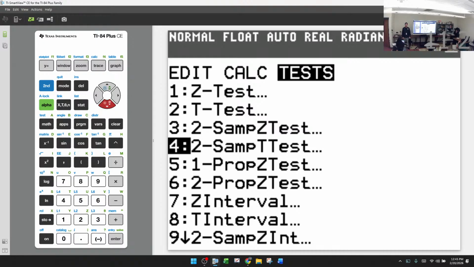And there's 2 Sample T. 1 Prop Z is right underneath it. That's what we did in 9.2. 1 Prop Z, 2 Prop Z, and then we did the intervals. We don't use Z for anything.